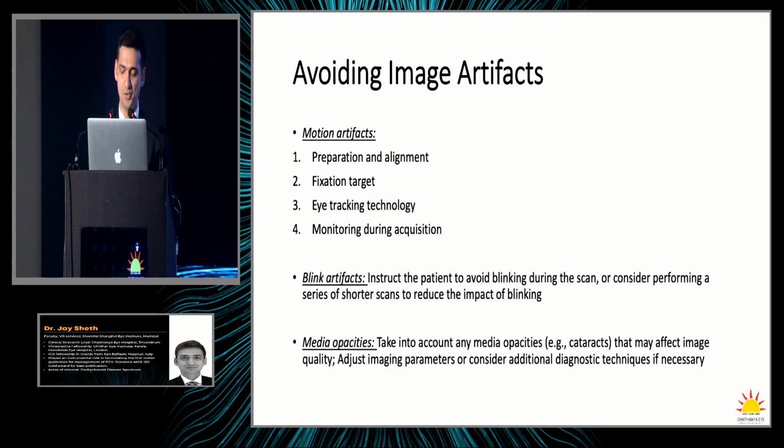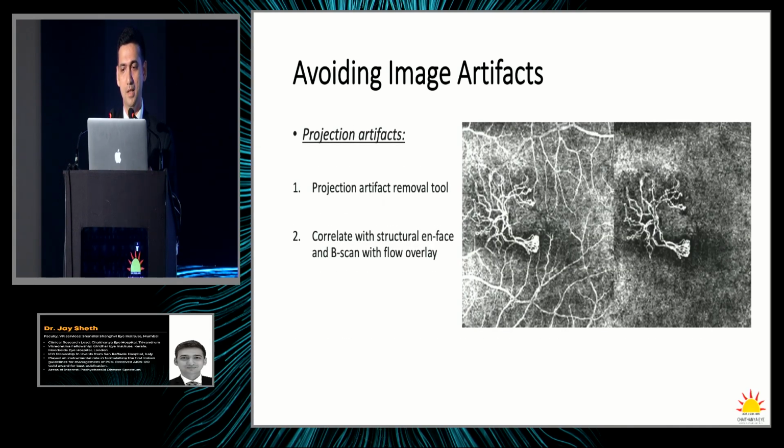To avoid blink artifacts, the patient has to be educated previously, and the use of lubricant drops also helps in these patients. If there is any media opacity, like a central cataract, then the patient's head can be tilted or the position can be adjusted so that a better central macular scan can be obtained. Now, for projection artifacts, most of our current OCTAs come with a projection artifact removal tool, and that can be utilized. At the same time, post-imaging, correlating with the structural en face and B-scan with the flow mode is very important for accurate interpretation.